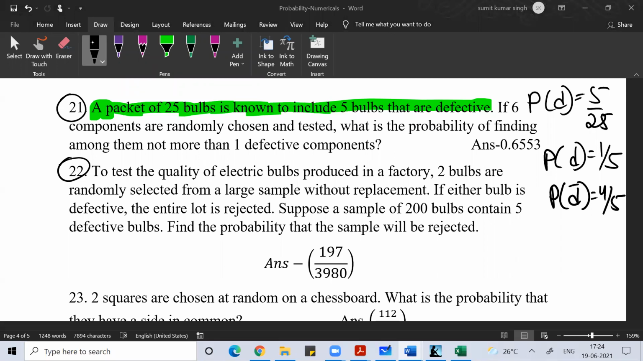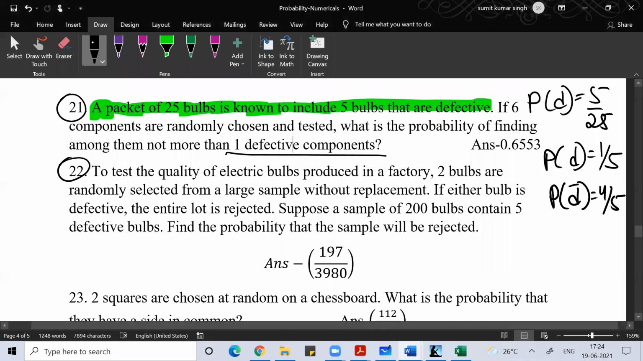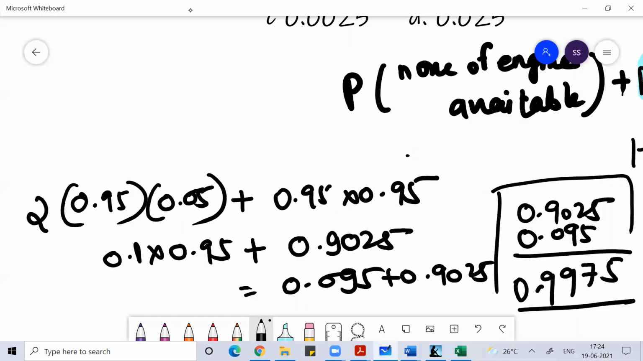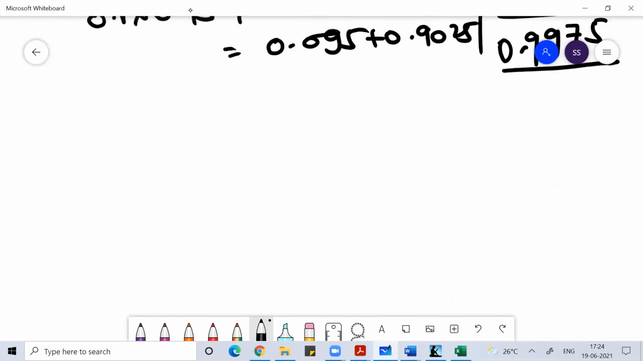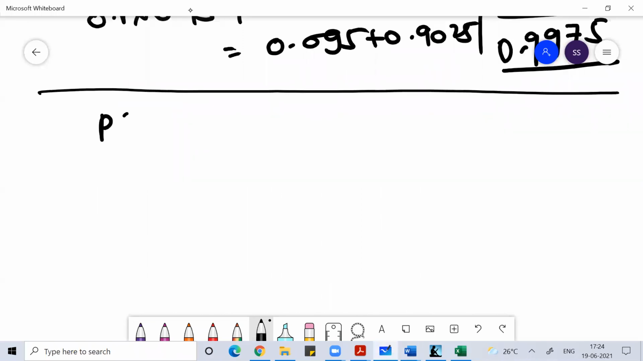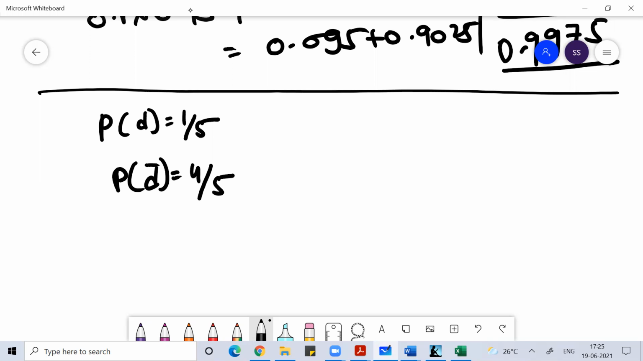Now you got to know the probability. Now, if I take 6 components randomly, if I choose any 6 components, what is the probability of finding among them not more than one defective component? Here the probability of getting a defective component is 1 by 5, and non-defective component is 4 by 5. You understood this.